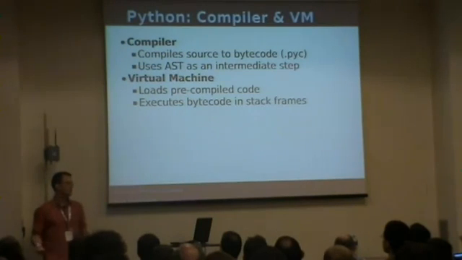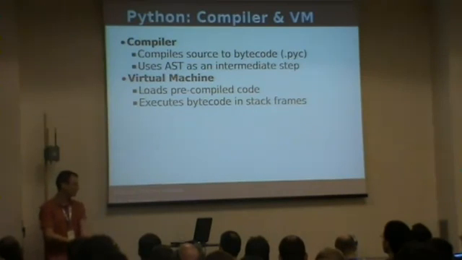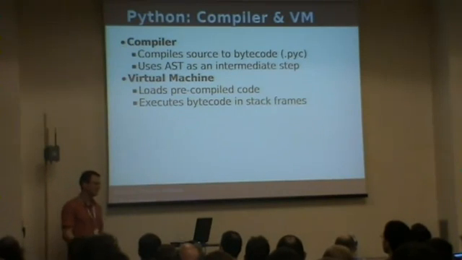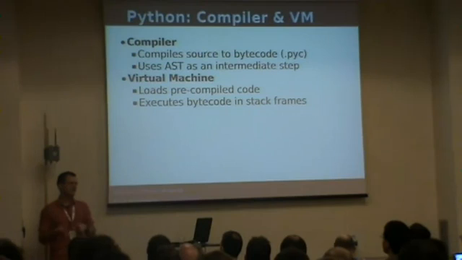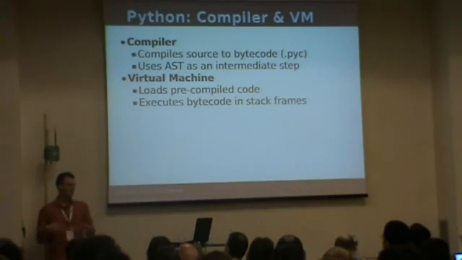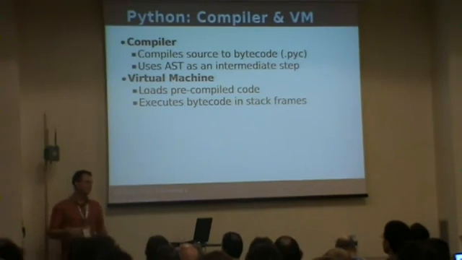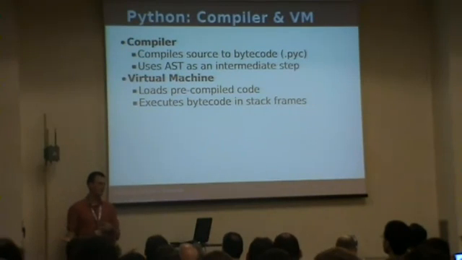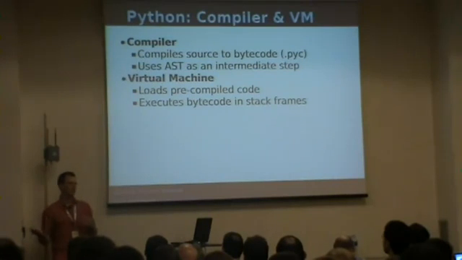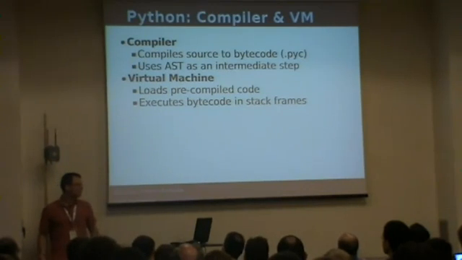The compiler actually uses an intermediate step, the AST, which is a whole other subject; you can modify things on the AST, which is also quite interesting. And then once it's got this bytecode, it will execute that in the virtual machine. The virtual machine always loads pre-compiled bytecode, and then executes it in stack frames, which are the context it gives while it's executing things.